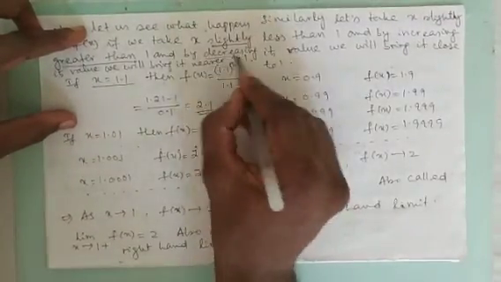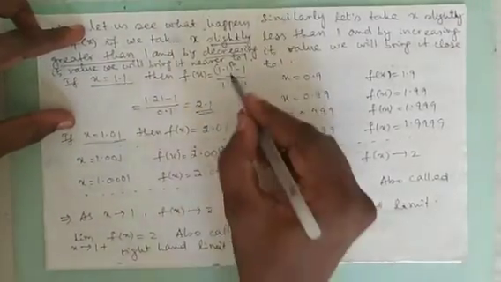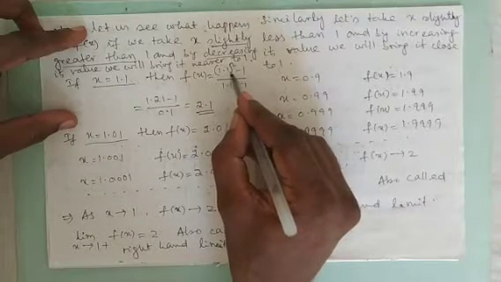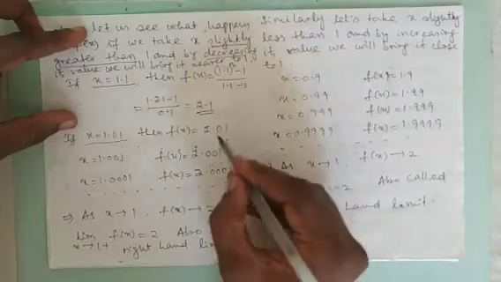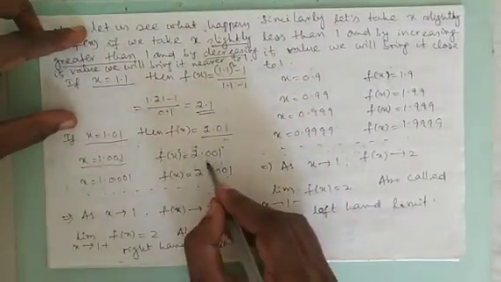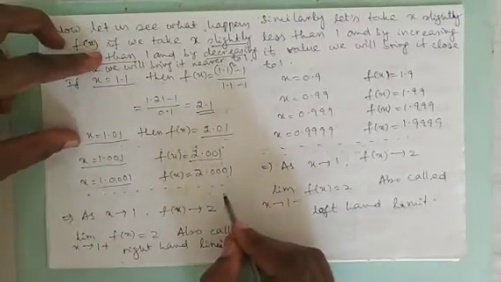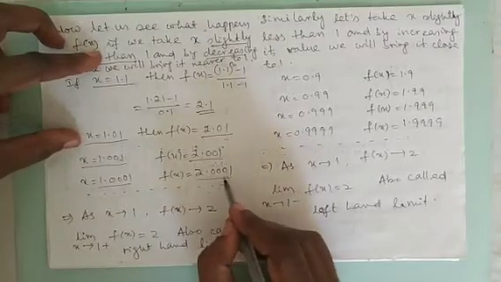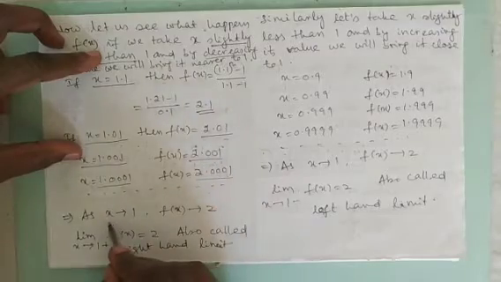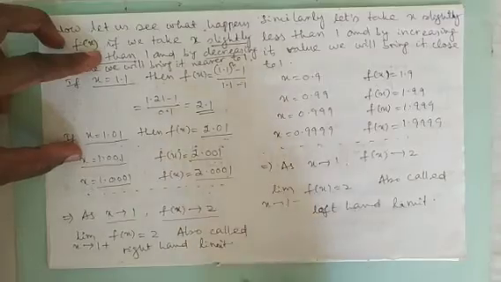Now let us decrease it. Let us take x equal to 1.01. Similarly, if we put 1.01 in place of x, f(x) is equal to (1.01 whole square minus 1) by (1.01 minus 1), and we get f(x) equal to 2.01. When x is equal to 1.001, we get f(x) equal to 2.001. When x is equal to 1.0001, we get f(x) equal to 2.0001. This clearly shows that as x moves closer to 1, f(x) also moves closer to 2.